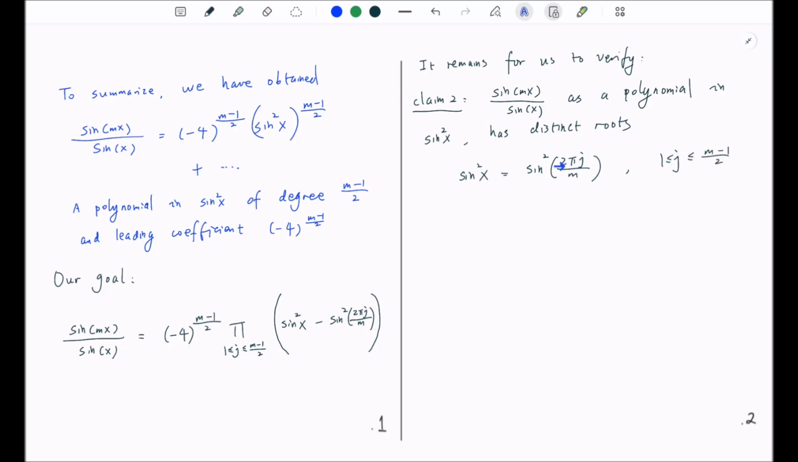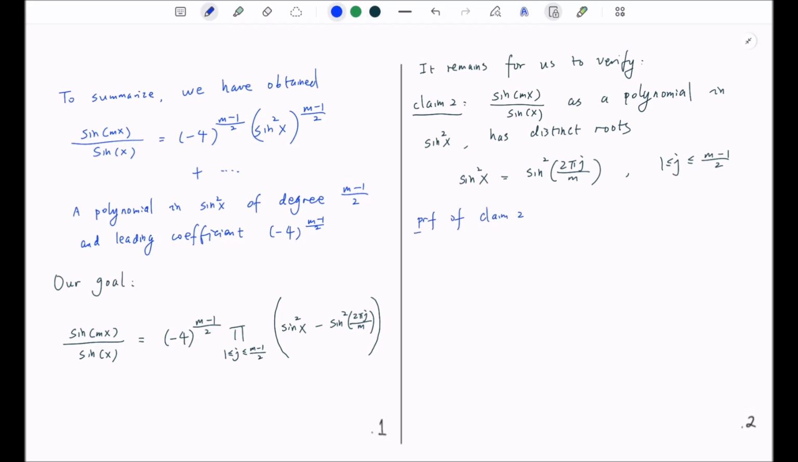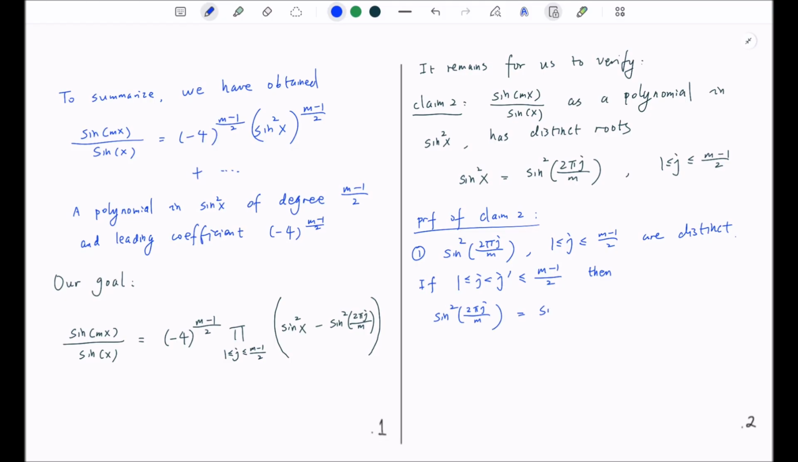Let us first verify that these numbers are indeed distinct. This is because if j and j prime are not equal and between 1 and n-1 divided by 2, then sine of 2 pi j divided by m squared equal to sine of 2 pi j prime divided by m squared implies, noting that j and j prime are both between 1 and n-1 divided by 2, so the angles in the parentheses will be angles between 0 and pi, that this equality still holds even if we drop this square.